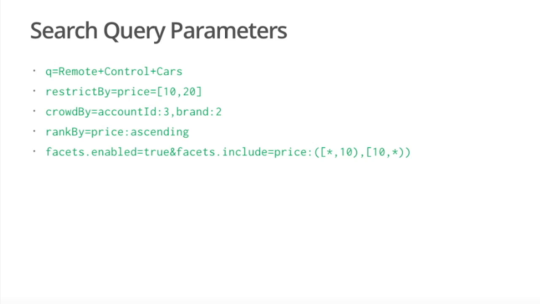To partition results into 2 buckets, one of products less than $10 and one of products costing $10 or more, we need to specify the facets.include parameter with the value price followed by a colon and a list of price intervals. Here, our list of intervals is the interval from star to 10 and from 10 to star, where star is a wildcard indicating the minimum when used as the left value and maximum when used as the right.